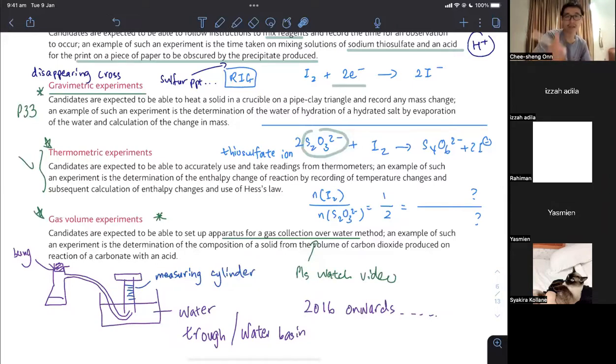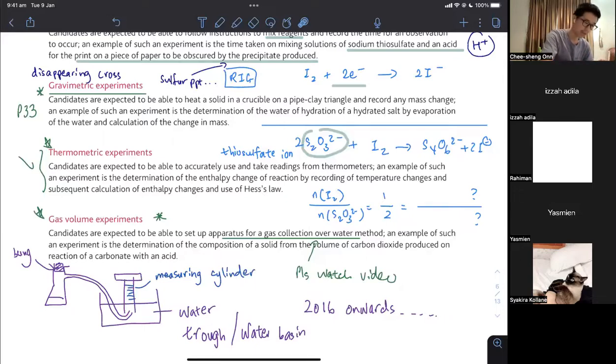On paper, a gas syringe is better than this particular method because some gases can dissolve in water. If some gases dissolve in water, then you're not going to collect an accurate volume. And of course, there might be some air left in there, which might fill up the space as well. So not all the gas collected might be the gas that you want.